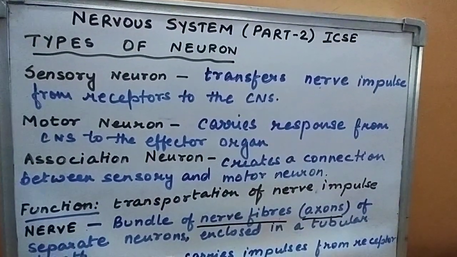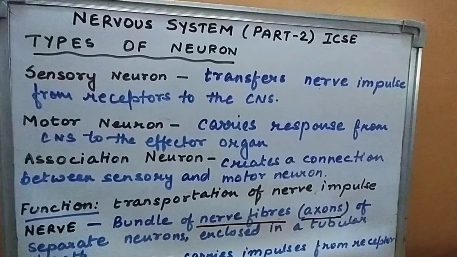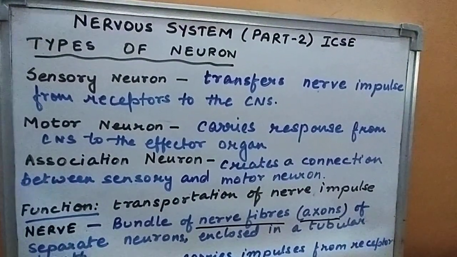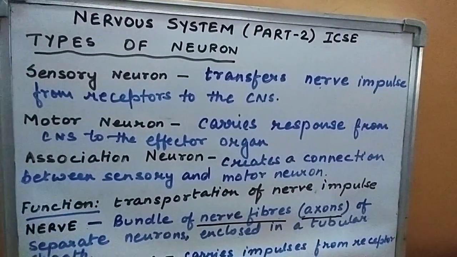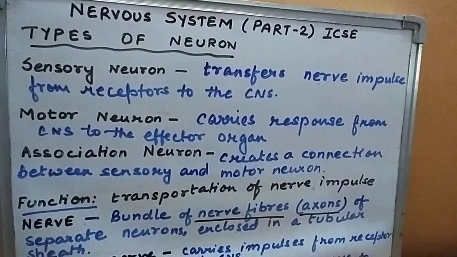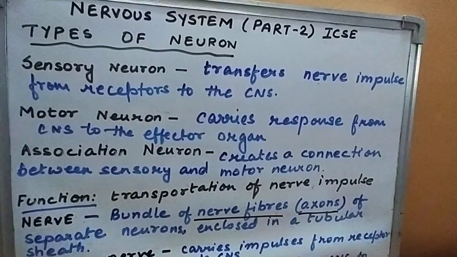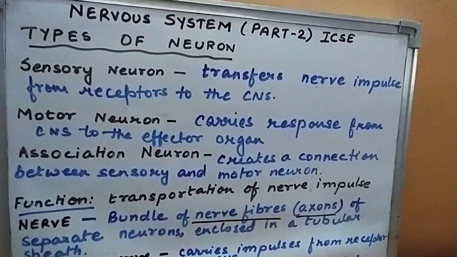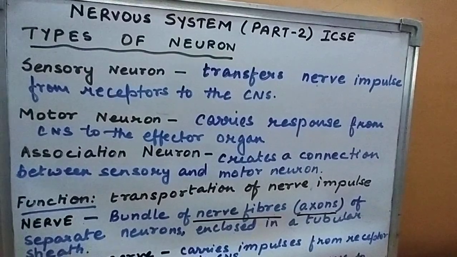Association neuron, it is an intermediate neuron, you can say, or interneuron or as a mixed neuron, which creates a connection between sensory and motor neuron. So the impulses which is brought from the sensory neuron is coordinated by this neuron and then transferred to the motor neuron.